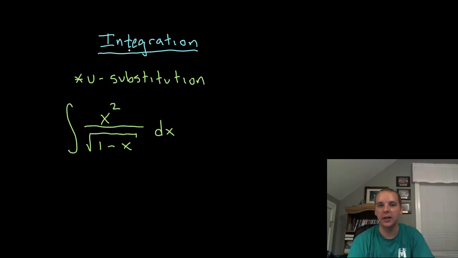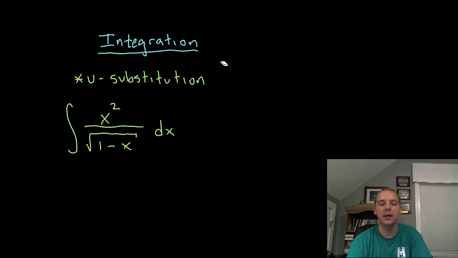First thing a student would likely think is, okay, here's a fraction, maybe it's the log rule. Well, it's pretty clear that x squared is not the derivative of the square root of 1 minus x. So you don't have that integral of du over u type format that the log rule would require.